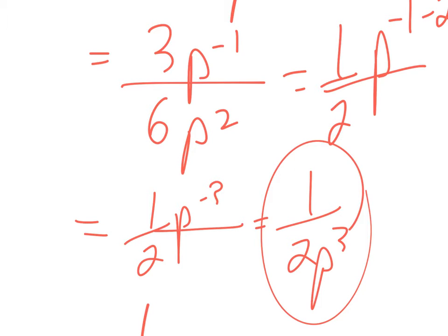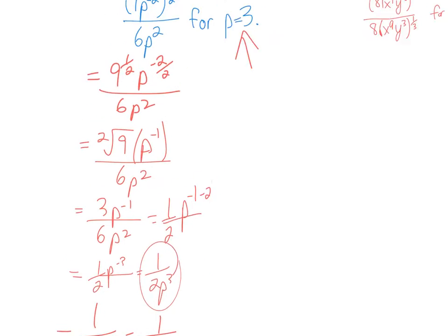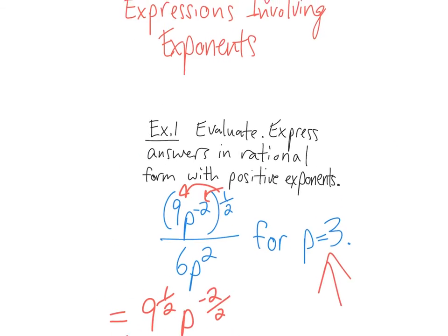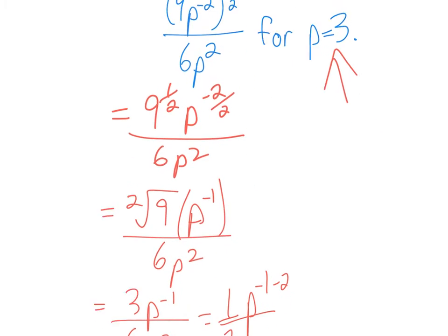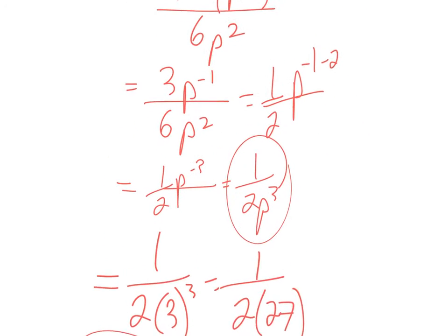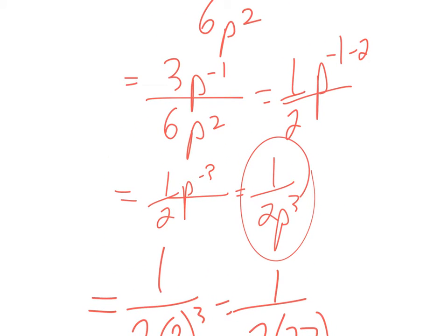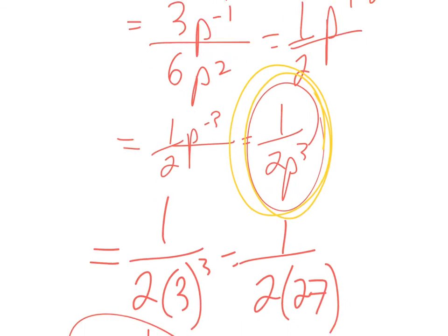And then when we evaluate the expression in rational form with positive exponents, as the example asked for, 1 over 2 p cubed is a simplified algebraic expression in rational form with positive exponents.